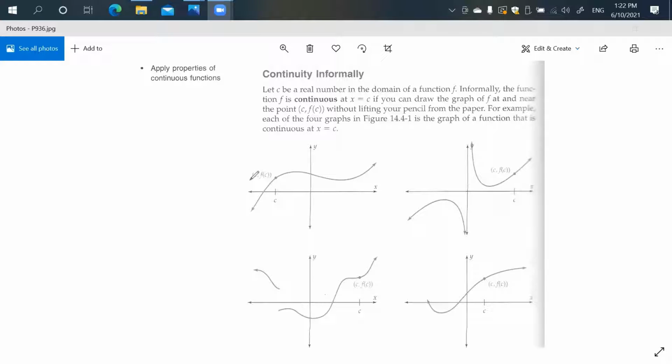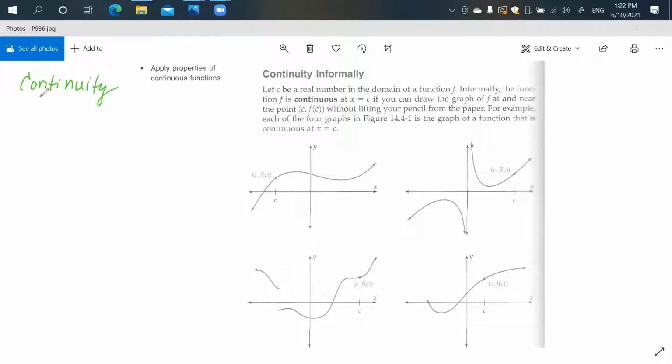Hello everyone, this class is for math elective, okay? Now we still continue with the limits of functions. Today, the next section is continuity. The lesson is continuity.